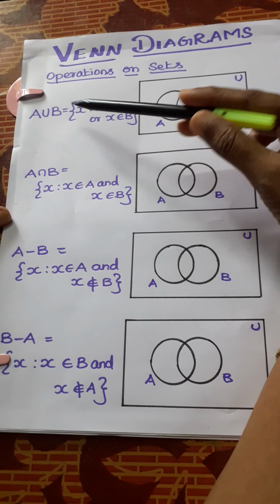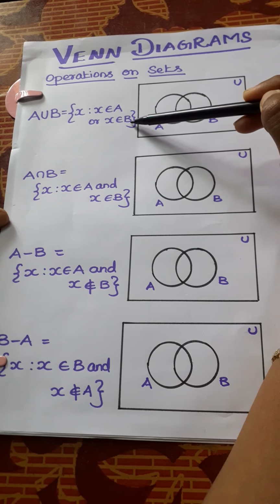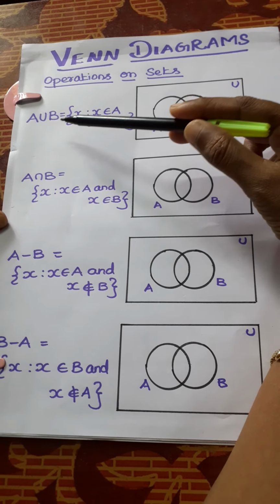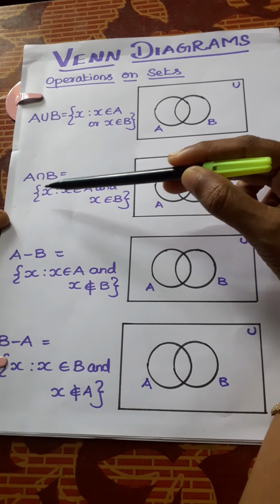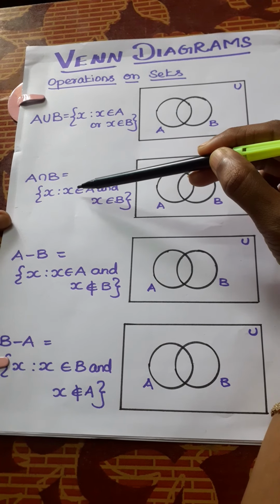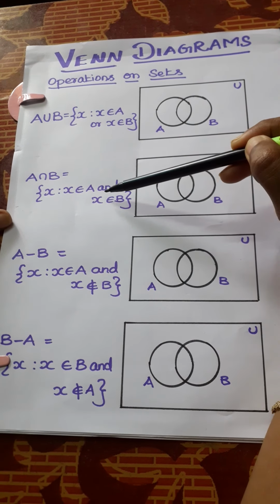A union B is equal to the set of all x such that x belongs to A or x belongs to B. This is the union set. Union means we have to combine the two sets. Next one, intersection: the set of all x such that x belongs to A and x belongs to B. Intersection means we have to choose the common elements.